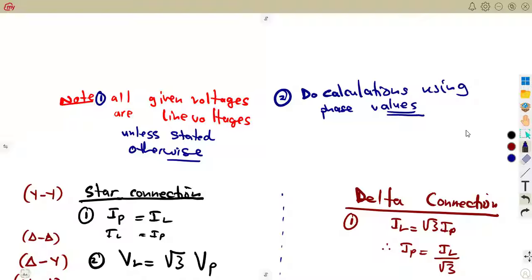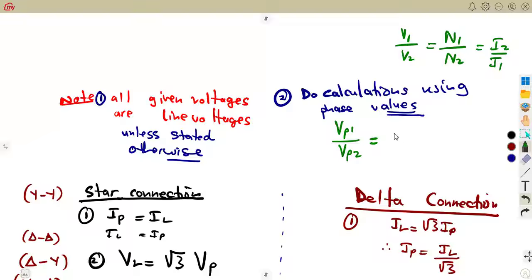The transformer ratio does not change. The V1 over V2 that we had is now considered as VP because it's phase. So it's going to be VP1 over VP2. Remember, we used to use V1 over V2 is equal to N1 over N2 is equal to I2 over I1. So the current and voltage are supposed to be phase values like this. So the number of turns, guys, is not affected.